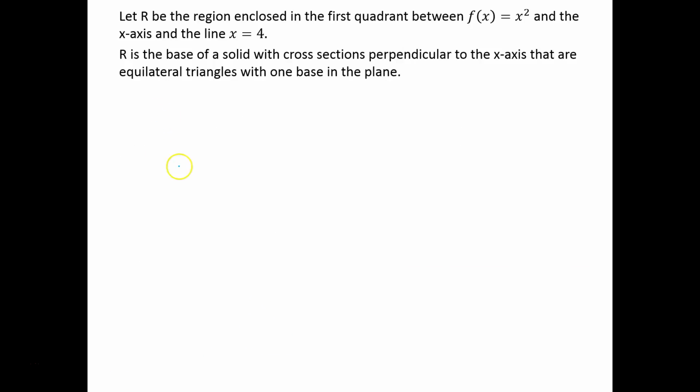So if I lay this down, here's our x squared. Here's 4. And each one of those is going to be an equilateral triangle. So as x increases, the base of the triangle is going to be x squared. So let's think about how we find the area of an equilateral triangle. Kind of a tricky thing.